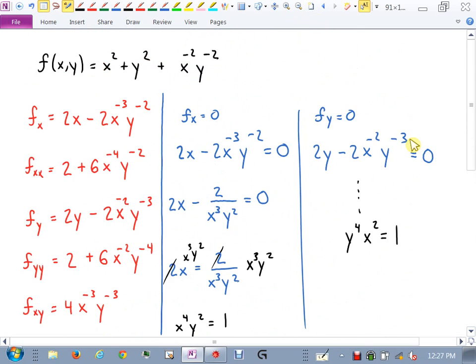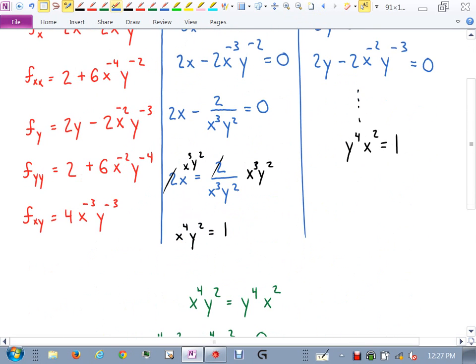Should I do D? I'll do D. I'll stick it in right this little spot right here. Let's do D of 1, 1. Okay, what's fxx at 1, 1? Remember what this means, right? So 8. And then what's fyy at 1, 1? 8 again.